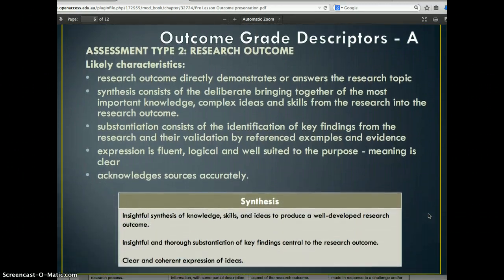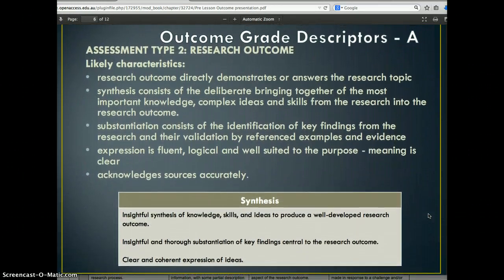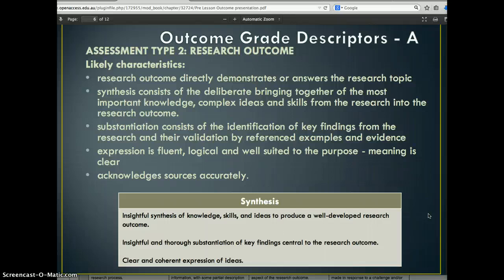Let's have a look at what an A would look like. So I know some of you are aiming for an A. An outcome that has an A is likely to have these characteristics. Research outcome directly demonstrates or answers the research topic. So you're not talking about anything unrelated in your outcome. You haven't gone off on a tangent. Everything you say addresses your research topic or answers your research question.